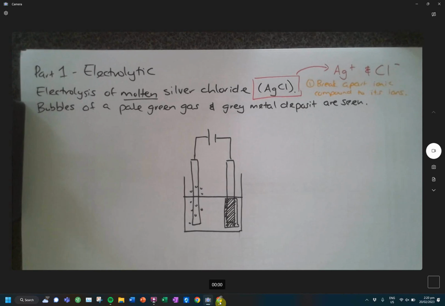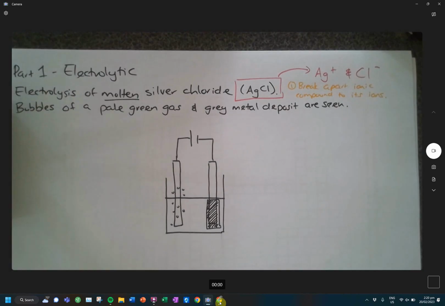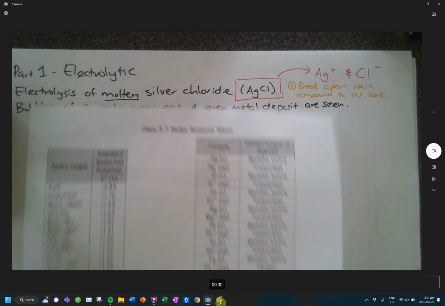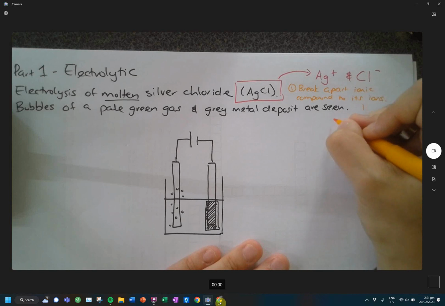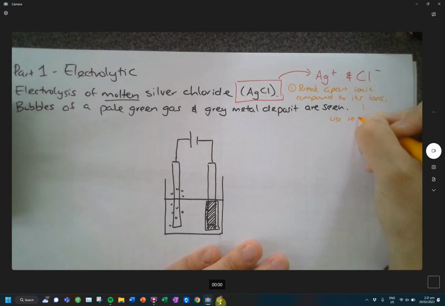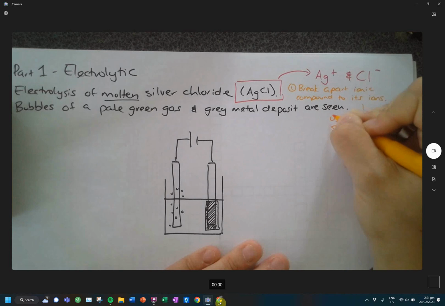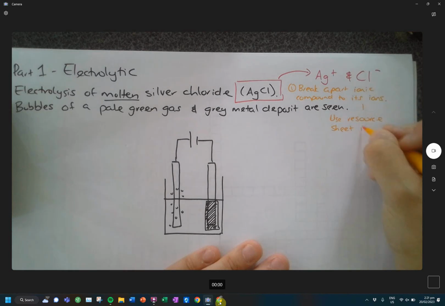Now, let's say you don't know what the ions are supposed to be or what their charges are supposed to be. You are going to use your resource sheet. So make a note. Use resource sheet if you don't know the ion's charge.